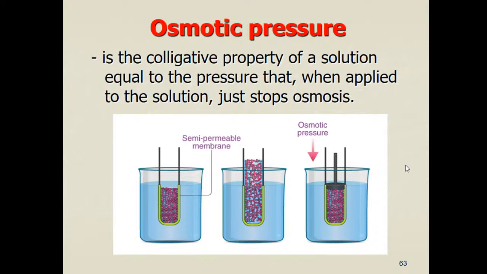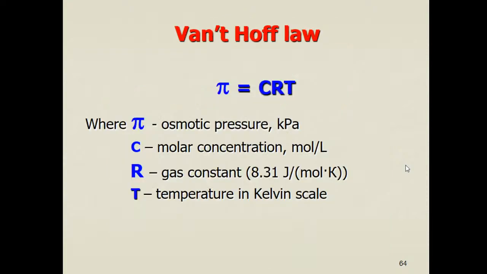So how can this be expressed mathematically? It's expressed with Van 't Hoff's law. Pi, osmotic pressure, equals the product of concentration, the molar concentration of the solute dissolved in an exact volume of liquid, the gas constant, which is 8.31 joule per mole Kelvin, and temperature, which should be on the Kelvin scale.